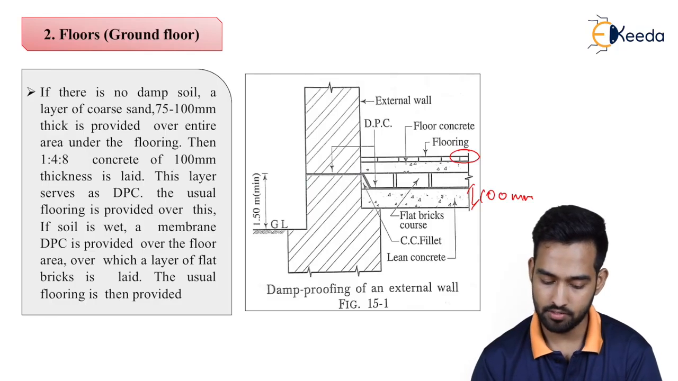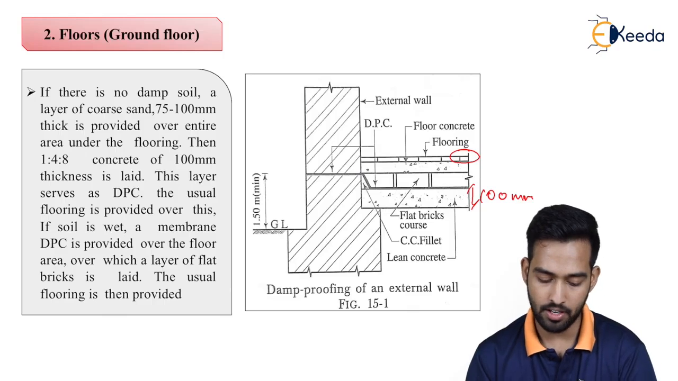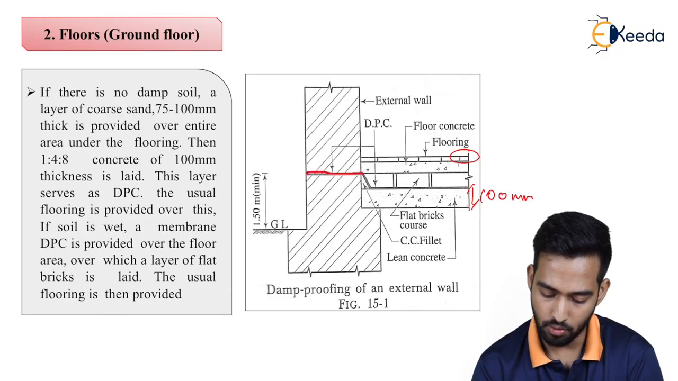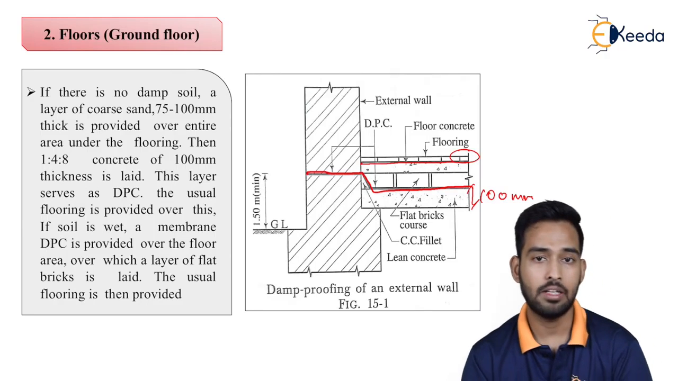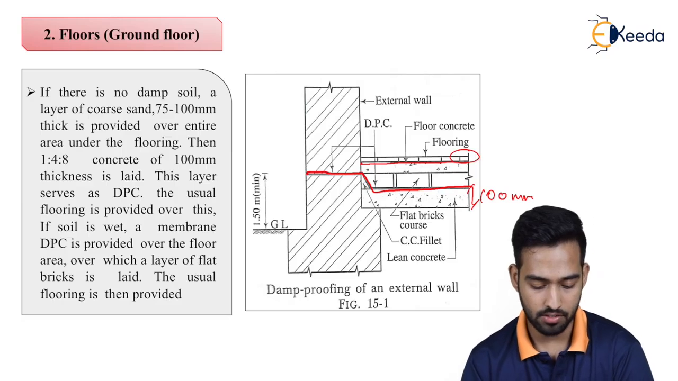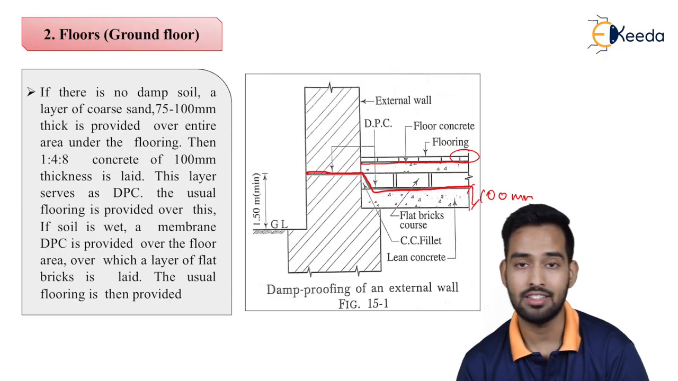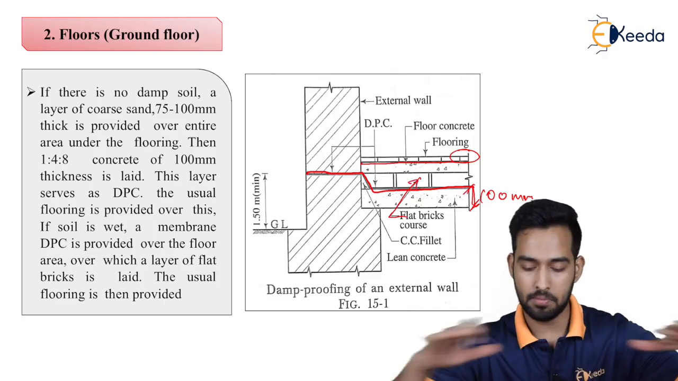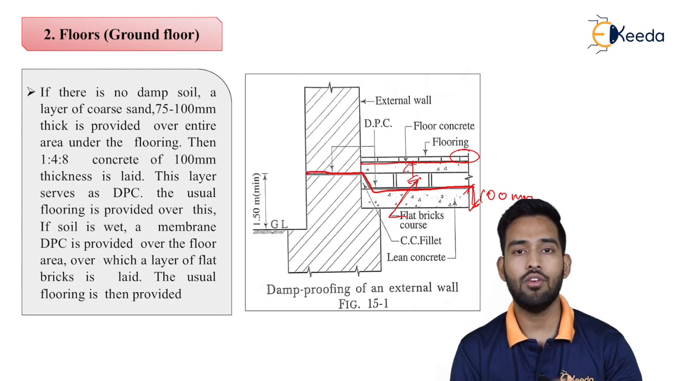Now this is for dry soil only. If the soil is wet, a membrane DPC is provided over the floor area. Over this floor area, what do we provide? We provide a DPC. Over this floor also, we provide a DPC layer if we are dealing with wet soils, over which a layer of flat brick is laid. The usual flooring is then provided. So over the concrete surface, we provide a layer of flat bricks over which we provide the normal flooring. This is done for wet soil.